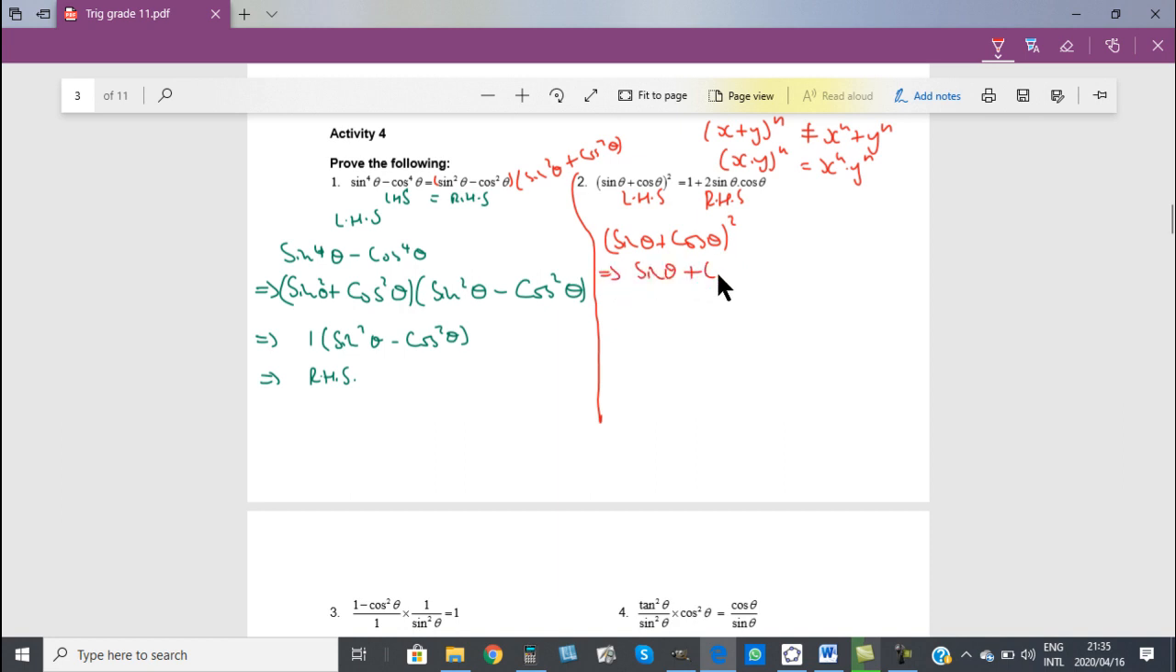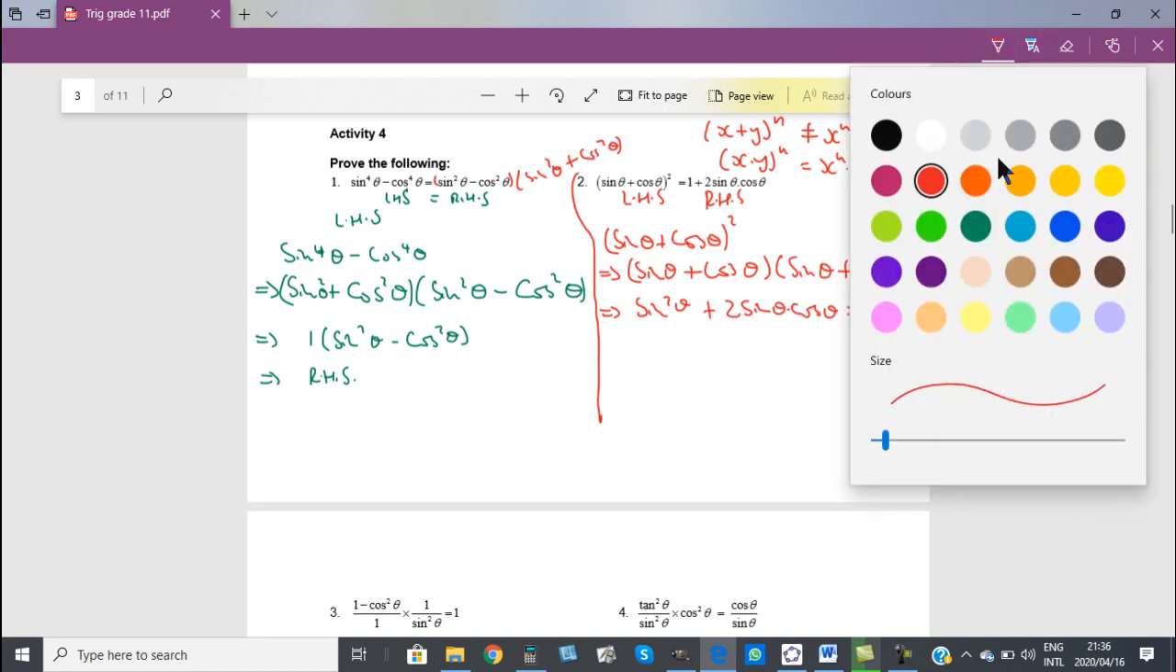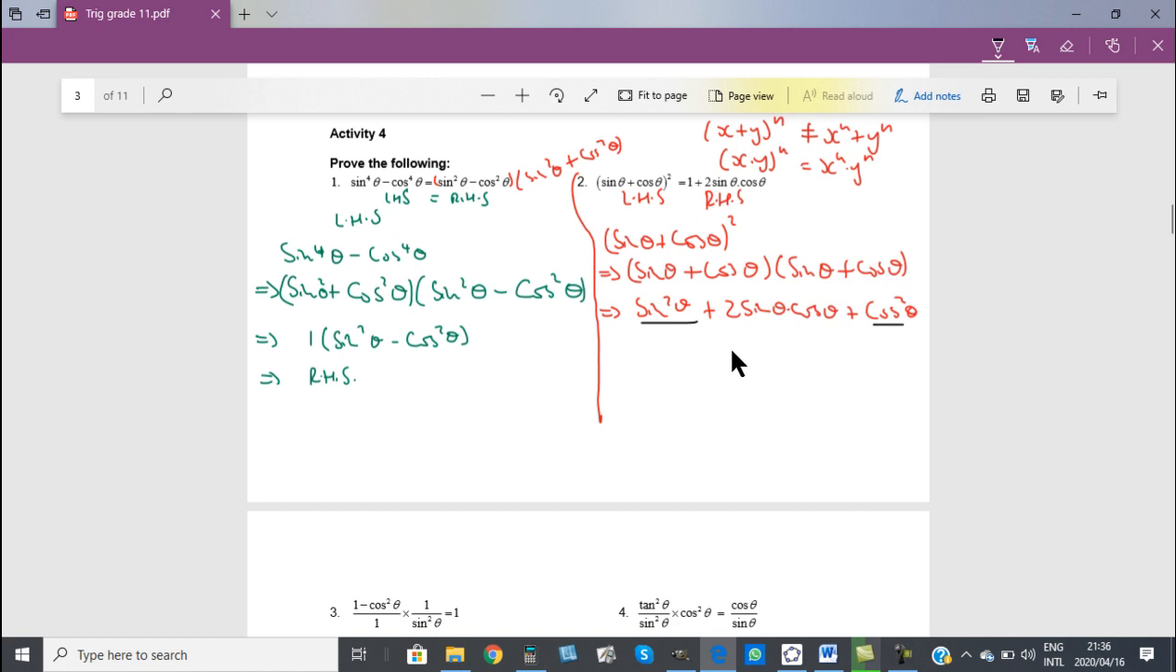Okay, so this means I have sine theta plus cos theta times sine theta plus cos theta. Okay, so we have sine times sine, which is sine squared theta, plus sine times cos, that's sine cos, and another sine cos, so there's 2, so 2 sine theta cos theta, plus cos times cos, that's cos squared theta, and again this guy plus that guy gives 1, so you end up with 1 plus 2 sine theta cos theta, which is just your right hand side.